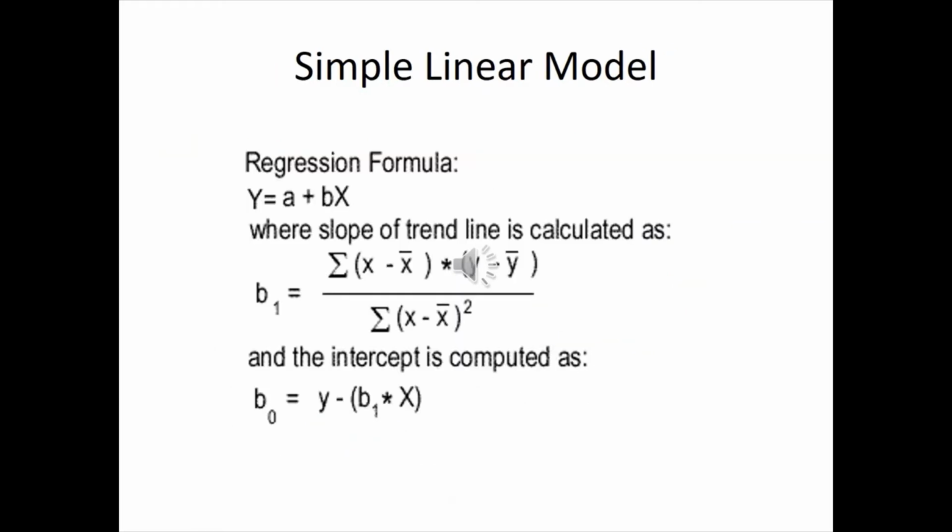Now, if you look at this formula, this is how you figure out the regression line. It's basically the slope of a line. Y is equal to a plus some slope times the x coordinate. And if you look at the b equation, that's how you figure out that slope, right? And the intercept is computed as such. A lot of work. We're not going to do this, but this is the formula you would use. We're going to let the computer take care of this.